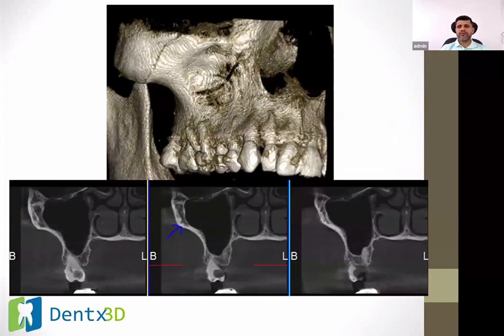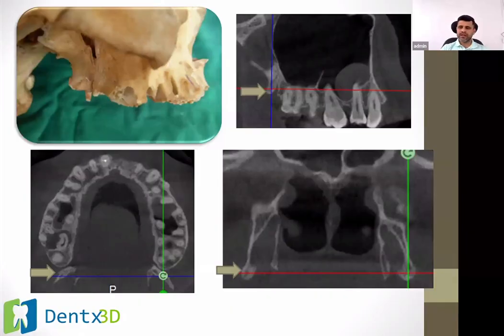Now, two more major landmarks in the maxilla. First is the zygoma. The zygoma is the cheek bone, and it will be lateral to the maxillary sinus. And the next are your pterygoid plates. The pterygoid plates are two in number on each side. There is a medial pterygoid plate and there is a lateral pterygoid plate.